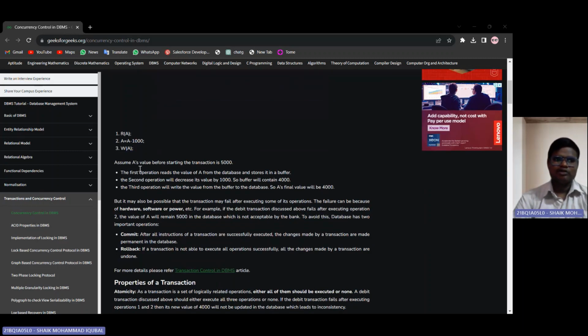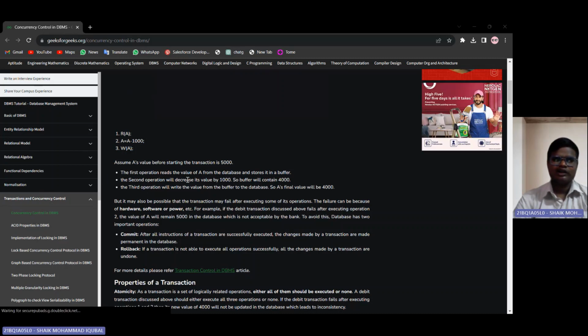But it may be possible that the transaction may fail after executing some of its operations. The failure can be because of hardware or software or power, etc. For example, if the debit transaction discussed above fails after execution of the second operation, the value of A will remain 5000 in the database, which is not acceptable by a bank.